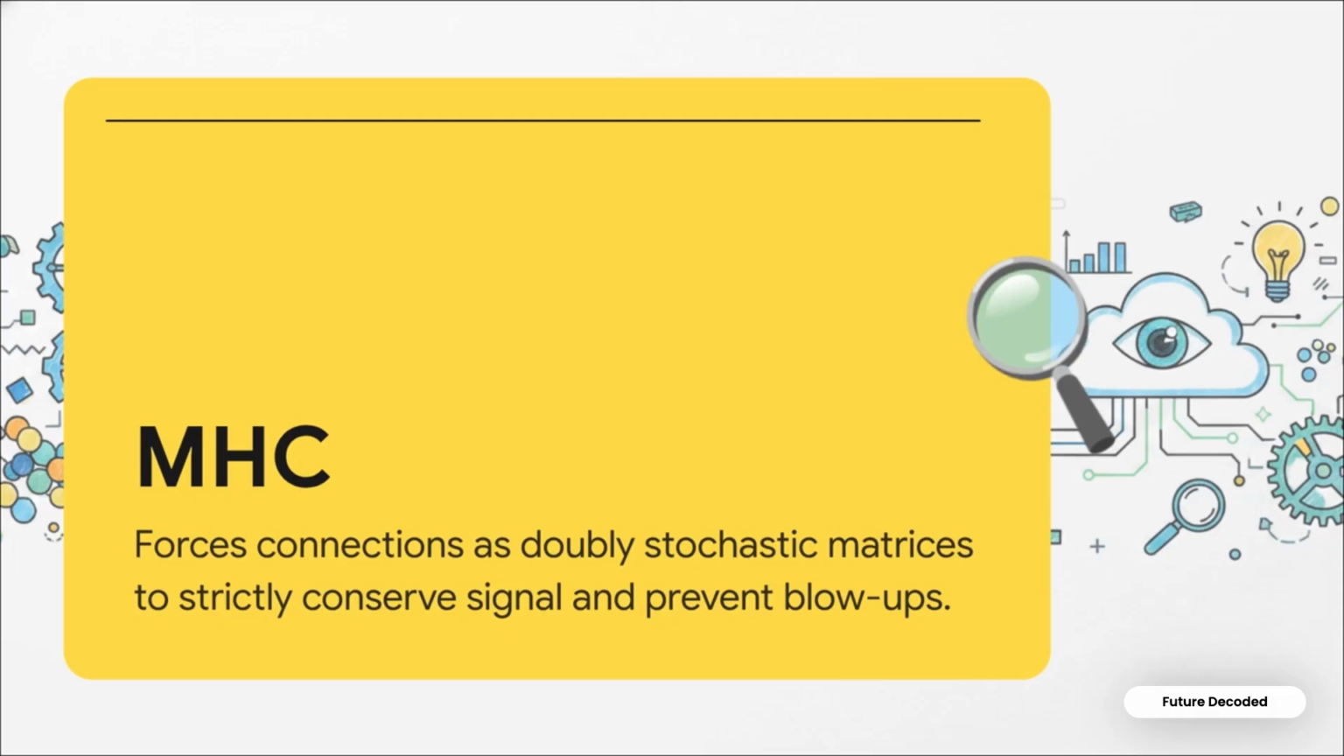Now, don't let the math jargon scare you off. In plain English, this just means every row and every column of numbers must mathematically sum to exactly 1. The total signal is strictly conserved. It can literally never blow up because the math outright forbids it from happening.